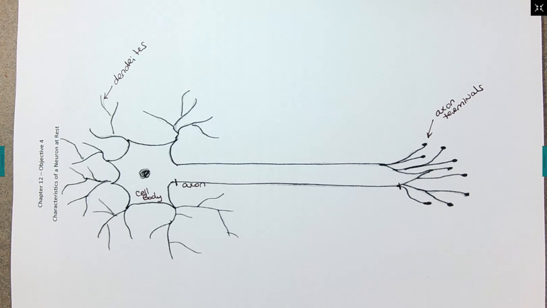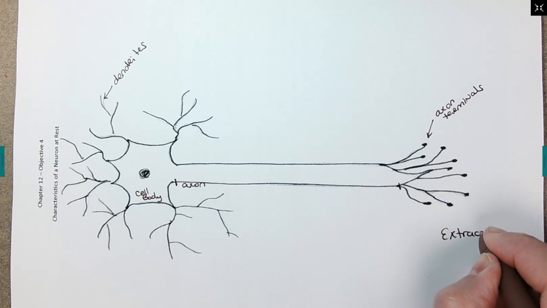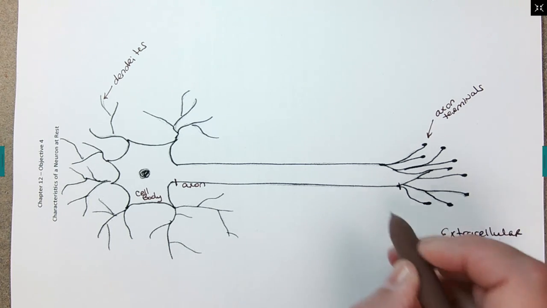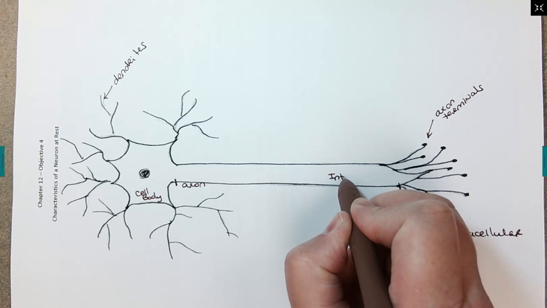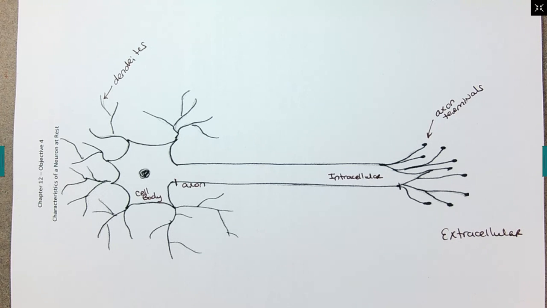Now let's take a look at where we have our ions. You're just going to have to memorize this, okay? There's just no other way about it. This is outside the cell. I'll put this as extracellular. And this is intracellular. So we've got inside and outside the cell.